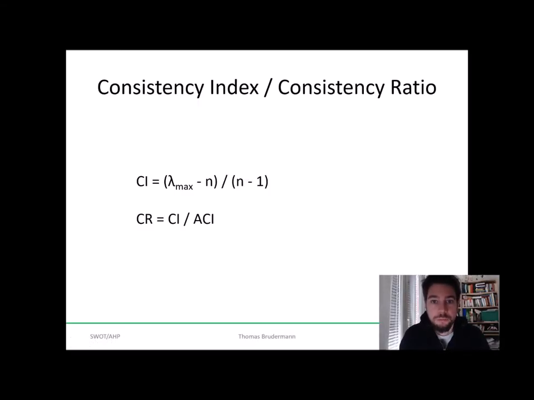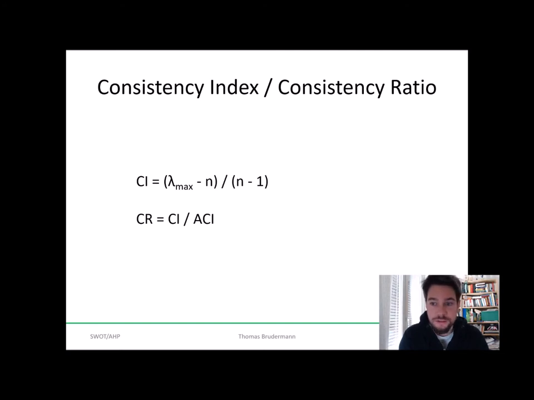To check how consistent your judgments and therefore your matrix are, we need to calculate the consistency index and the consistency ratio. Consistency index CI is calculated by dividing lambda max minus n by n minus 1. N is the number of factors in your matrix, and lambda max is derived from the principal eigenvalue. The principal eigenvalue is calculated by summing each column of the judgment matrix, multiplying the sums by their corresponding eigenfactor, and then adding up the products. I will show you this in a second.